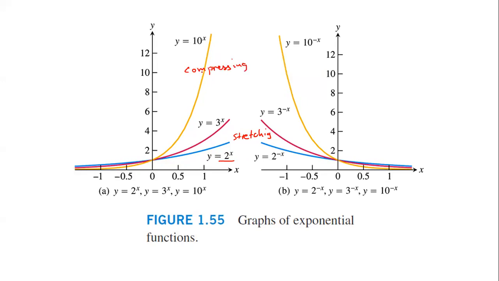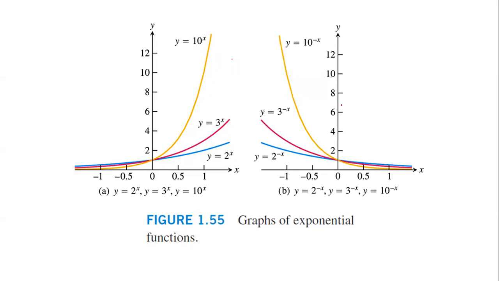This is compressing. Okay? But this is not really that important. It's just that you might find it maybe in this book or somewhere else, but this is what it is, okay? Now, what if we put a negative exponent?